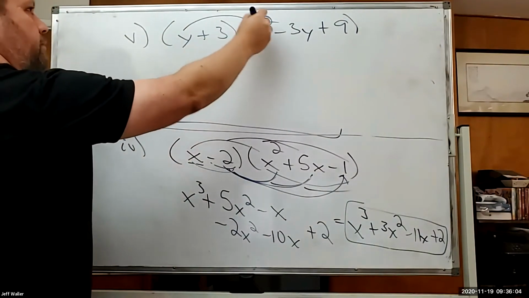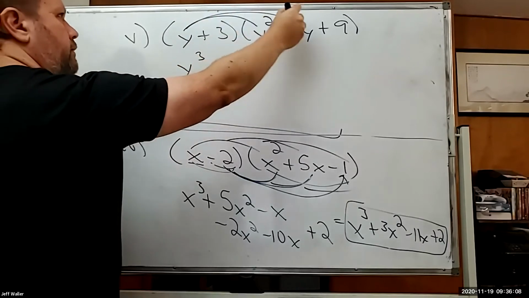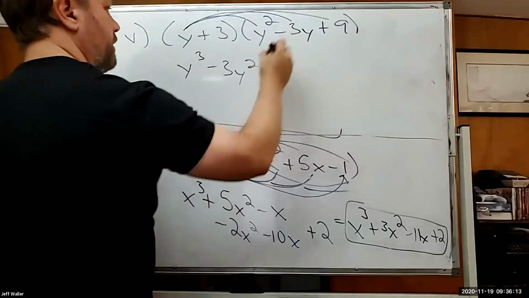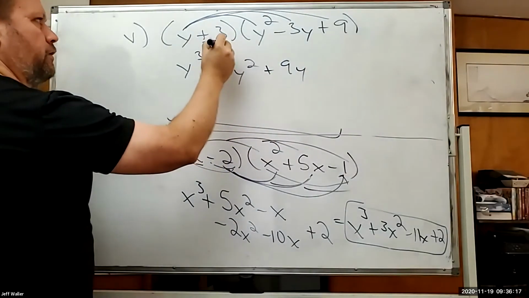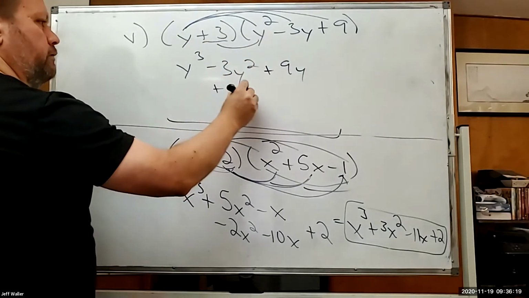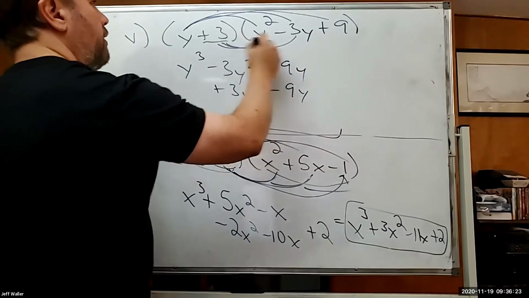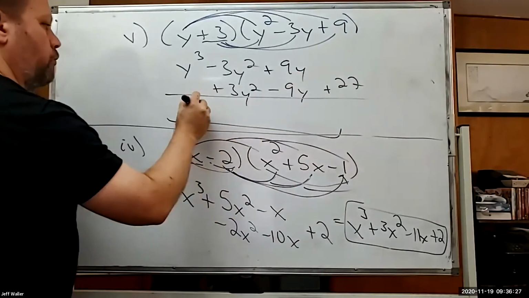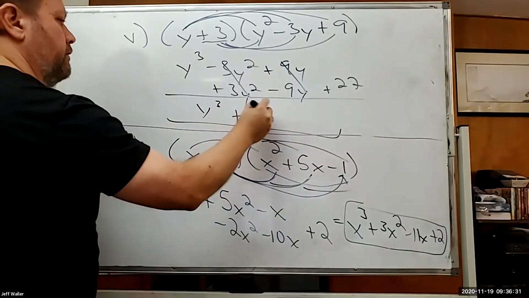So y times y squared, y cubed, y times -3y, -3y squared, y times 9 is +9y, and then the 3 gets a turn: 3 times y squared is +3y squared, 3 times -3y is -9y, 3 times 9 is 27. So then you get y cubed plus 27.